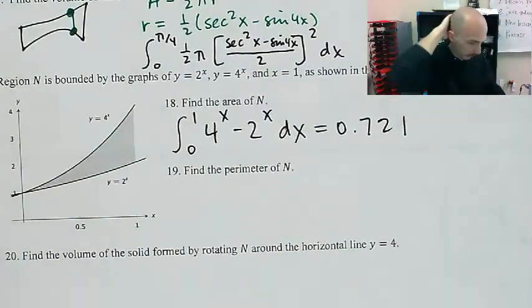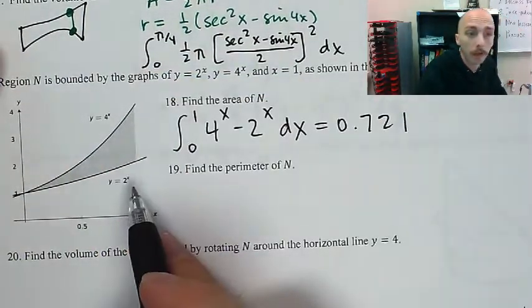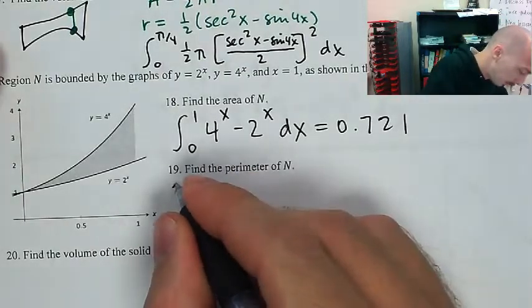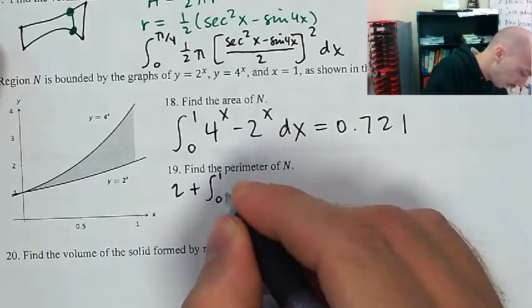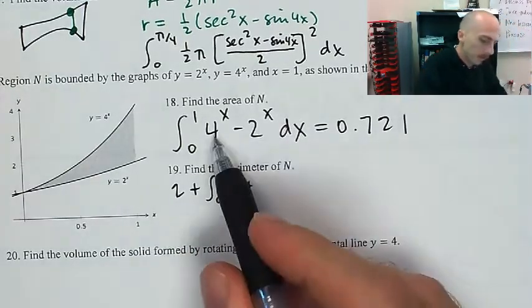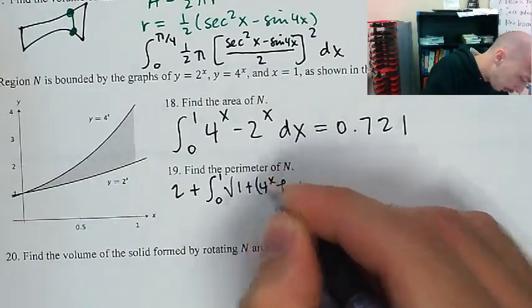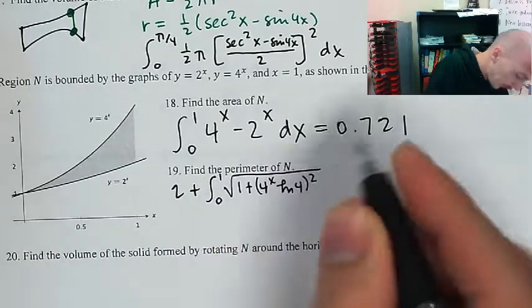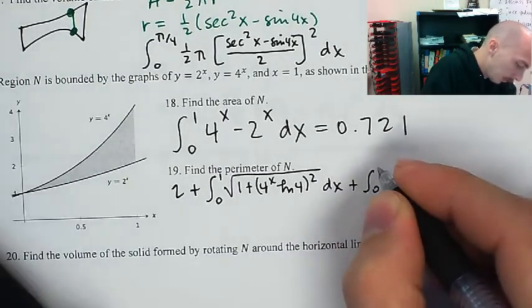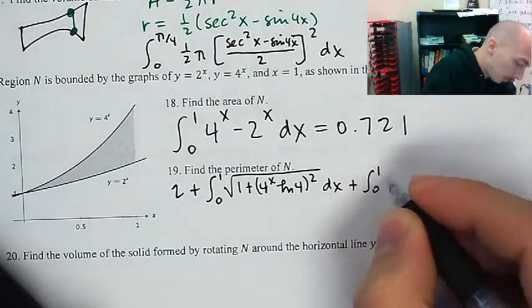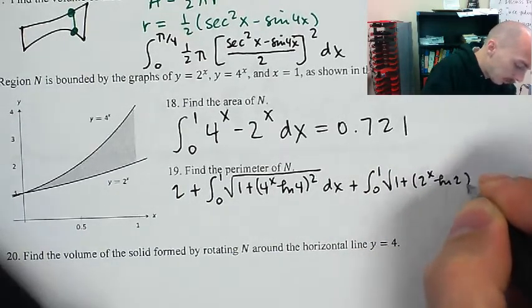All right, find the perimeter of N. Well, this vertical length will be the difference in 4 to the 1 and 2 to the 1. So it would be 4 minus 2, which is 2, plus the integral from 0 to 1 of the square root of 1 plus the derivative of 4 to the x, which is 4 to the x times natural log of 4, squared. And then I'll do the same thing for the lower curve. So integrate 0 to 1 the square root of 1 plus the derivative of 2 to the x, which is 2 to the x times natural log of 2, squared.